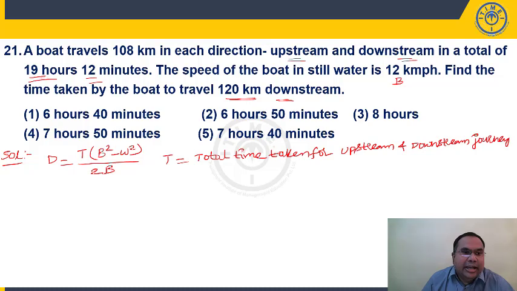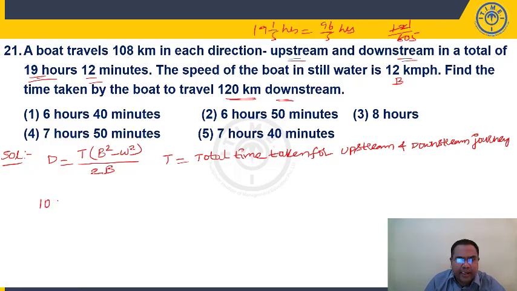Right? So 19 hours 12 minutes. So 19 1 by 5 hours, or I can say 96 by 5 hours, because 12 minutes is nothing but 12 upon 60, 1 by 5 hour. So when T is 19 hours 12 minutes, total time taken for upstream and downstream, we know that each direction is 108 kilometers. We can substitute here, distance is 108. Time taken is 96 by 5 hours. We know B value is 12.